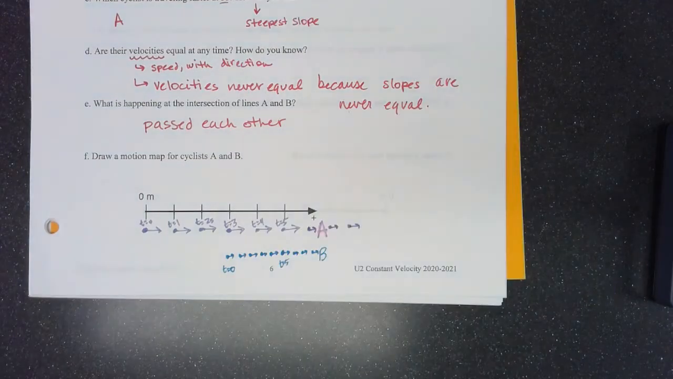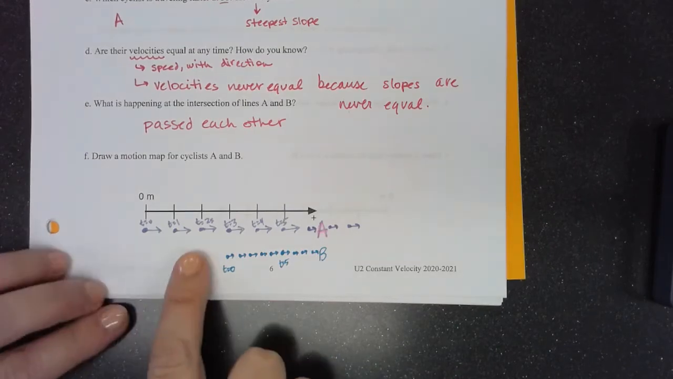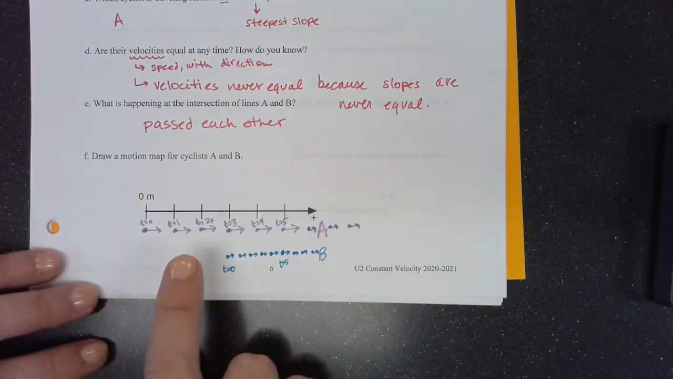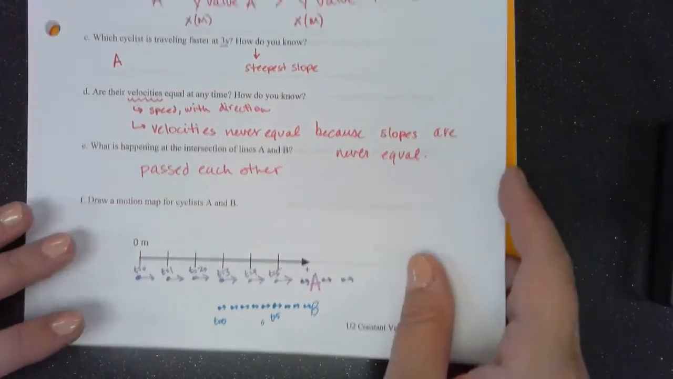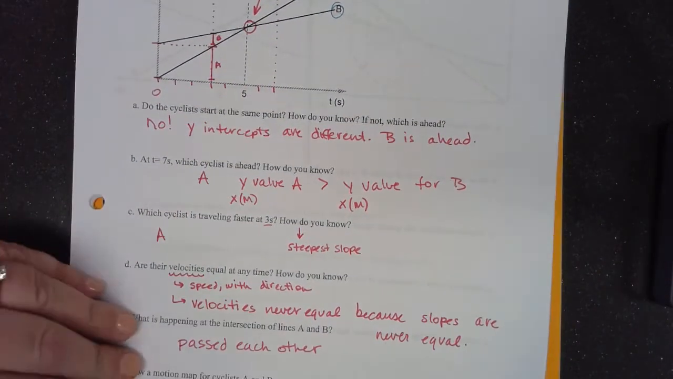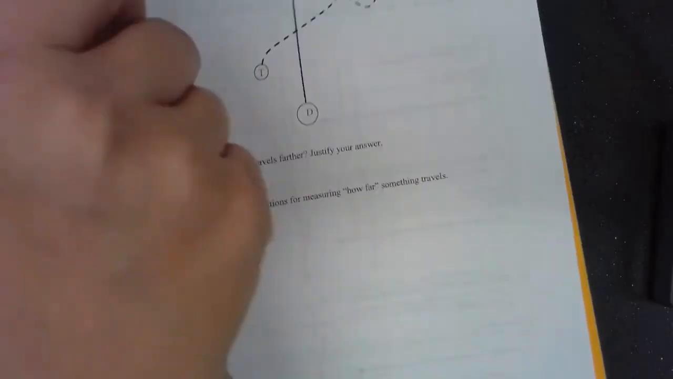How'd you guys do on that? Yeah. We'll get a little more practice. In terms of motion maps, this is kind of tricky, right? Because you guys were trying to make some inferences about a position versus time graph that had very little data. Okay.